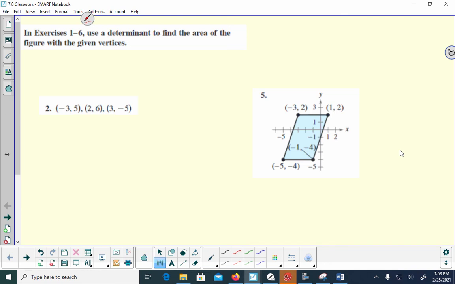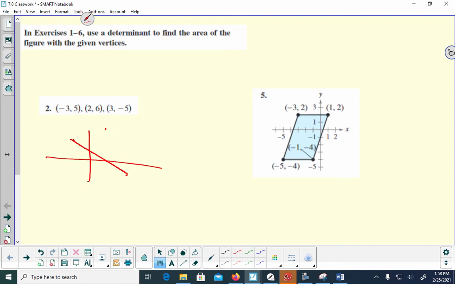Applications of matrices and determinants. In numbers 1 through 6, it says use the determinant to find the area of the figures given. So number 2, if I were to do a rough sketch, -3, 5 would be here somewhere, 2, 6 would be here, 3, -5 would be here.